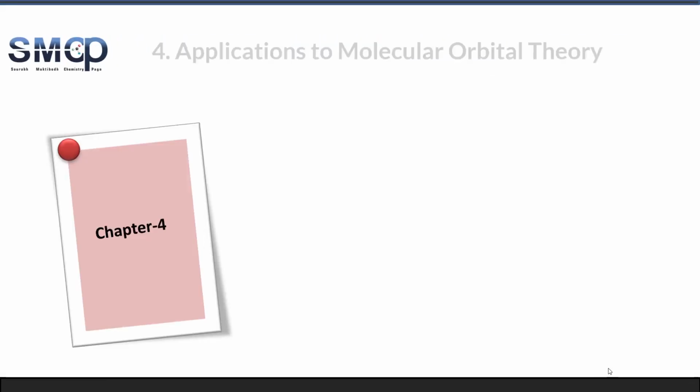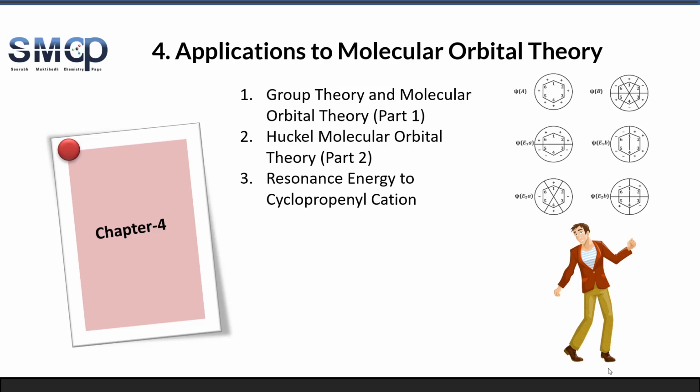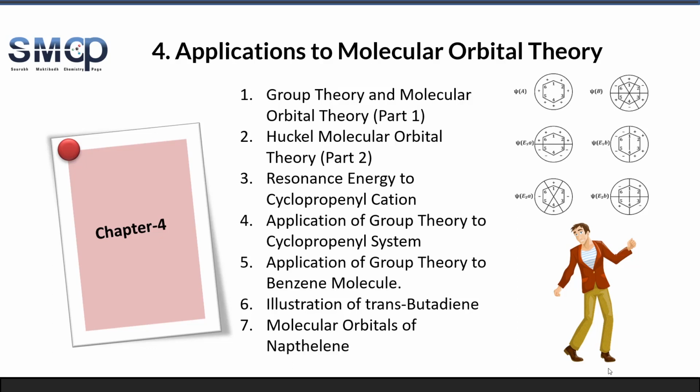Chapter 4 is related to applications of group theory to molecular orbital theory. So you have group theory and molecular orbital theory part 1, Hückel molecular orbital theory, which is an extended part of the first video, part 2, resonance energy for the cyclopropenyl cation, an application of group theory to systems like cyclopropenyl, application of group theory to the benzene molecule, illustration of trans-butadiene, and molecular orbitals of naphthalene. So these are the 7 videos that cover chapter 4 on molecular orbital theory.